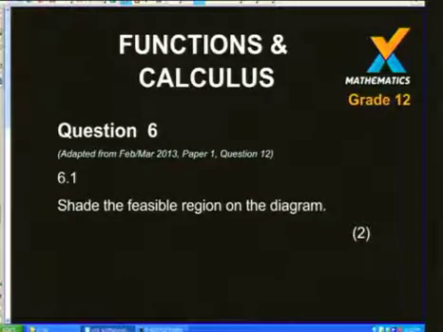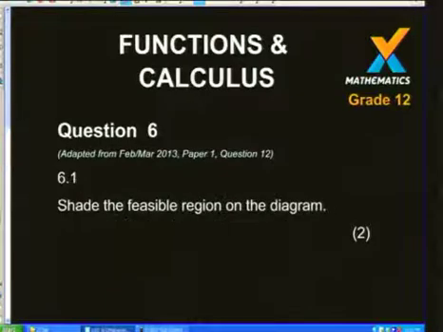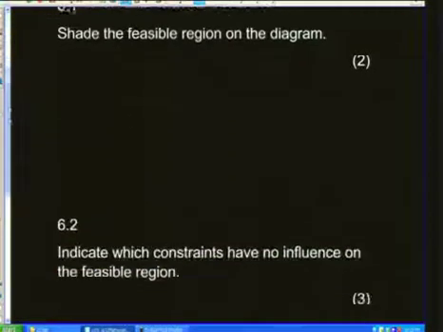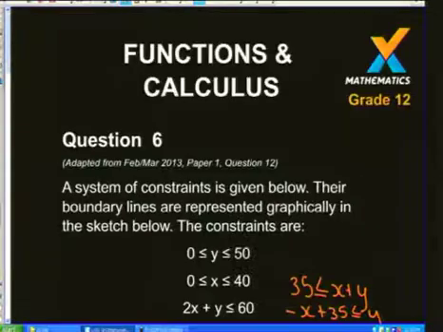First question says, shade the feasible region on the diagram. Well, we've done that, so we know we've got that right. Right, the next one says, oh, I went a bit too far, I think. I think they might be underneath. Yes, indicate which constraints have no influence on the feasible region. In other words, which graphs did we draw that really made no difference?